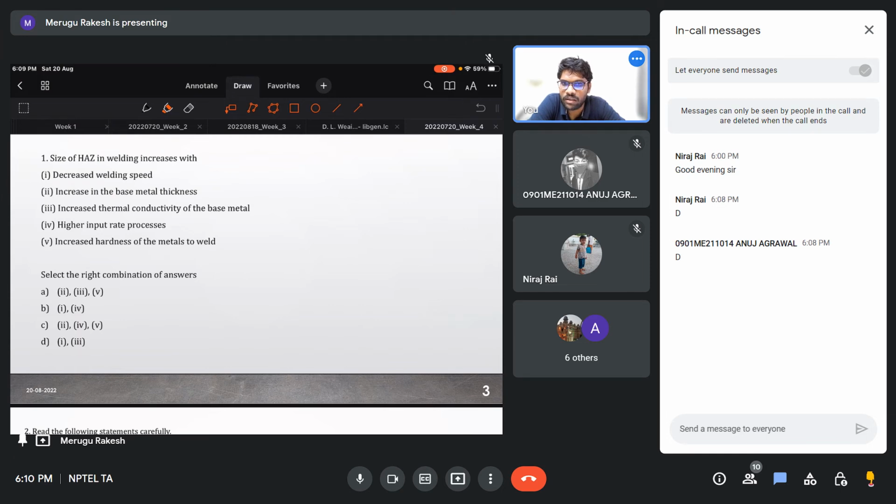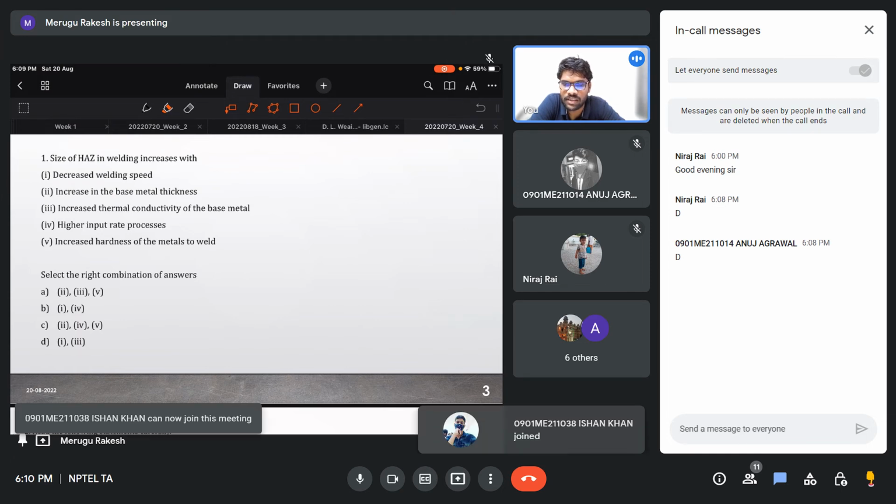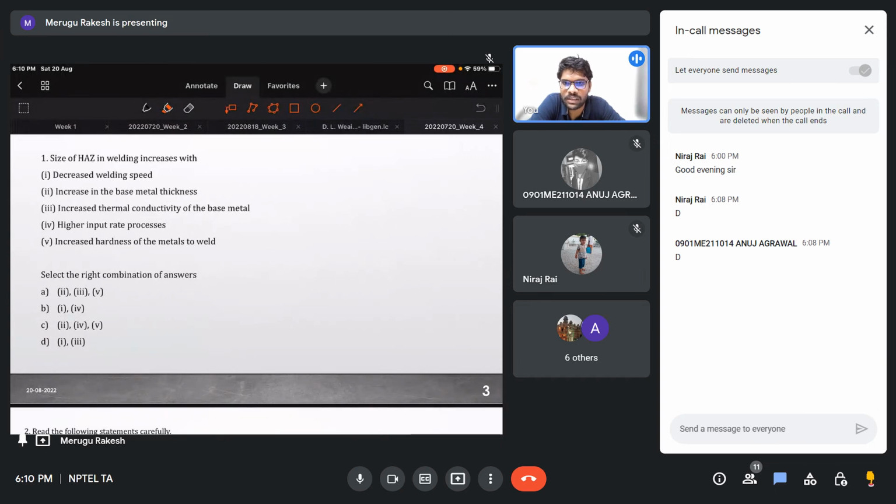occur because of some microstructural changes, say the grains are enlarged and coarse, and next to that it will be finer. This is all related to the heat transfer between the weld pool and the surrounding metal. So if the heat affected zone is to increase, what should we do?